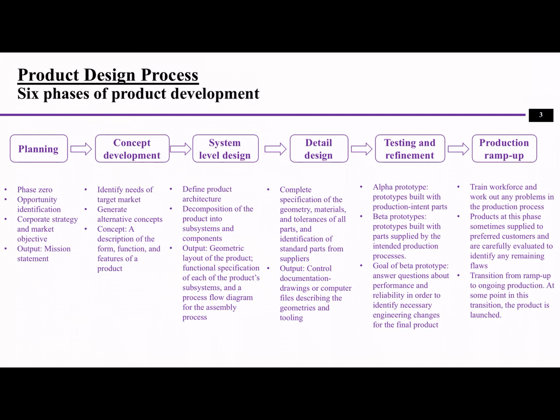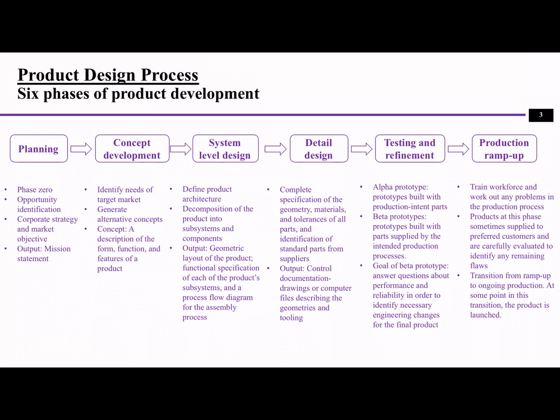We need to know what kind of opportunities we want to design a product for. Where is the market at, right? And also look at what the objective of this design is. Basically, after this planning, you should come up with a mission statement that shows what kind of concept or product you are about to design.